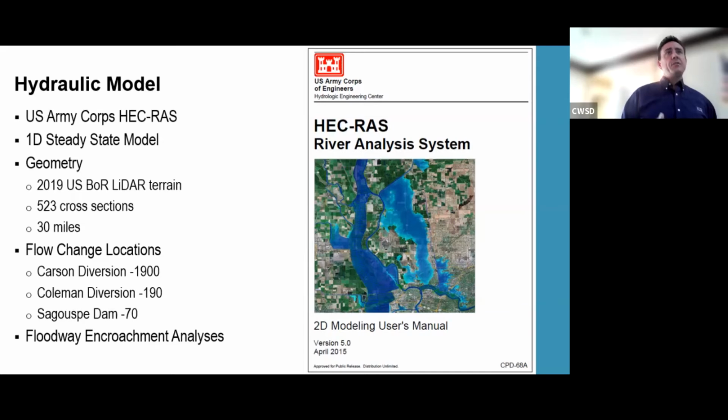flood. We also went through a floodway analysis per FEMA's regulation to look at if you encroached on that floodplain, how much encroachment could you have before your water surfaces come up a foot. And that's a standardized FEMA approach that we went through for that. So we are going to be remapping the floodplain and floodway, if folks are familiar with the floodway concept.